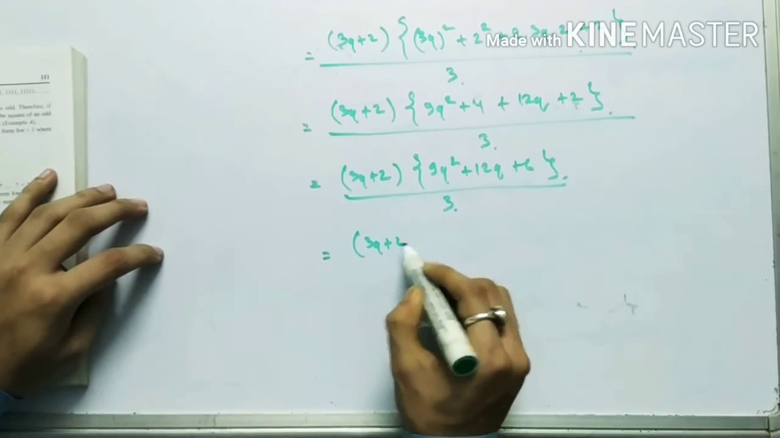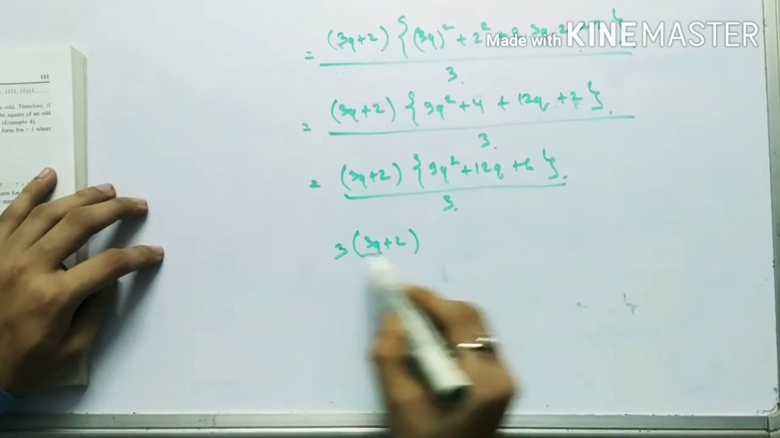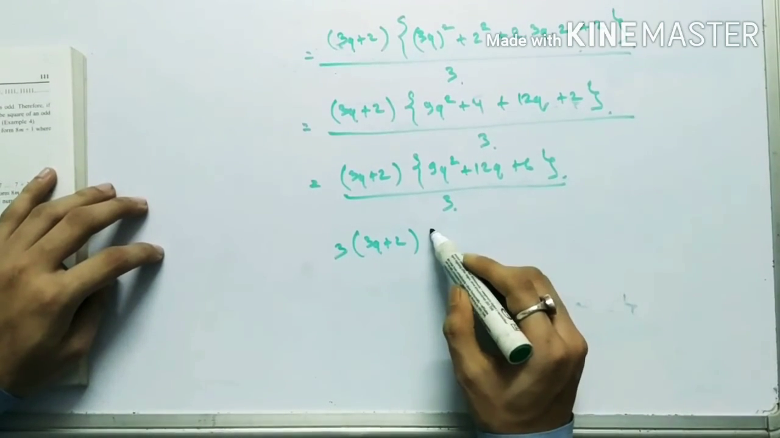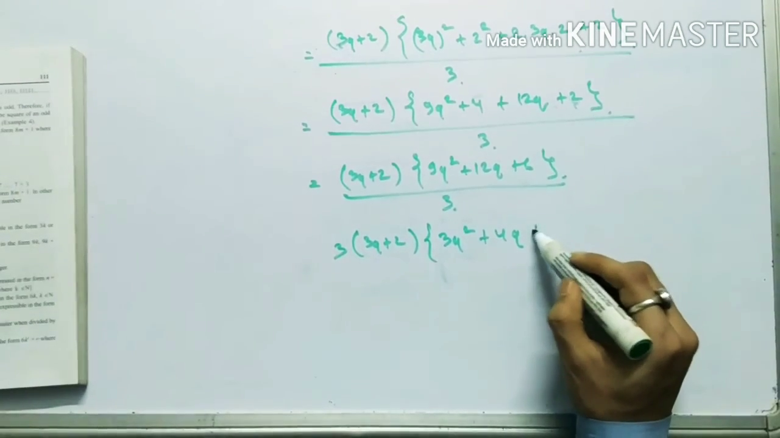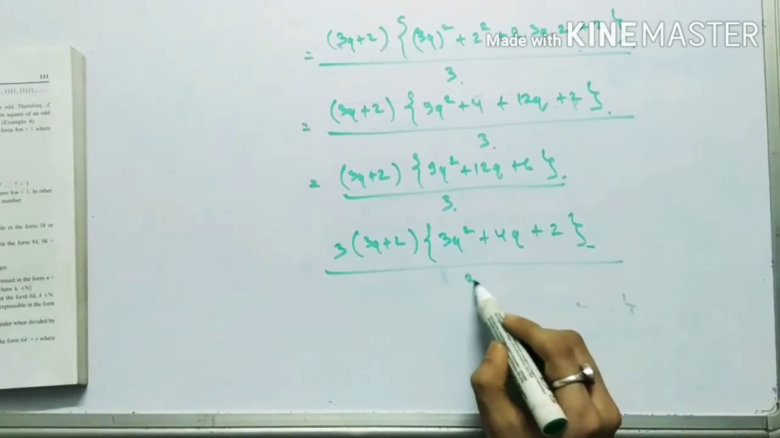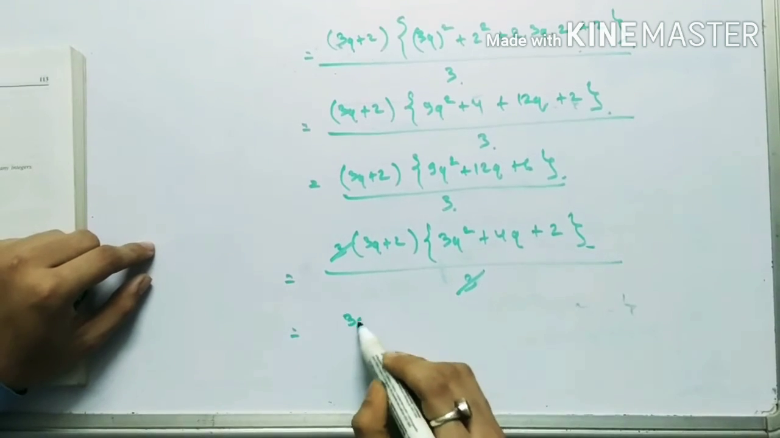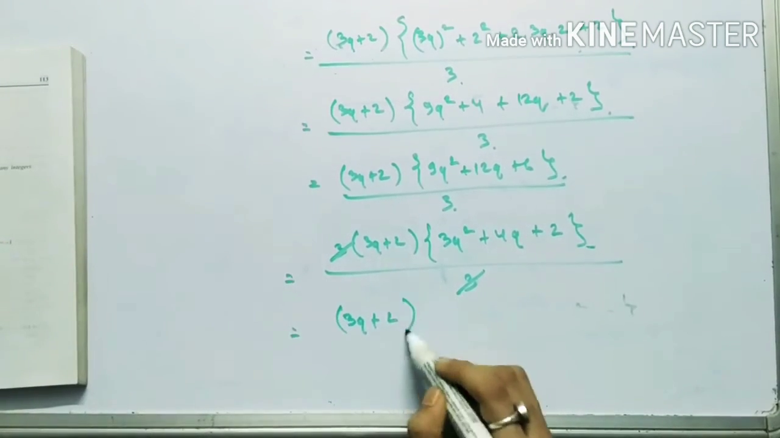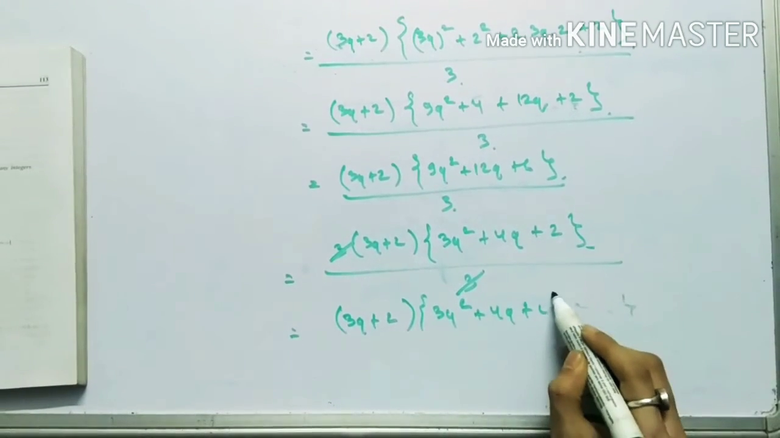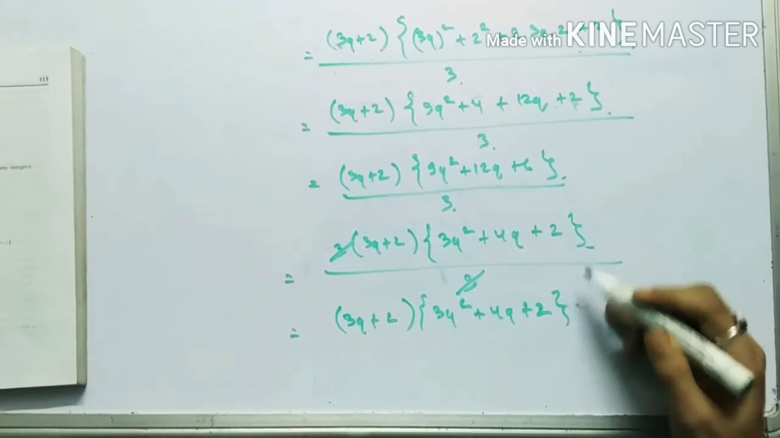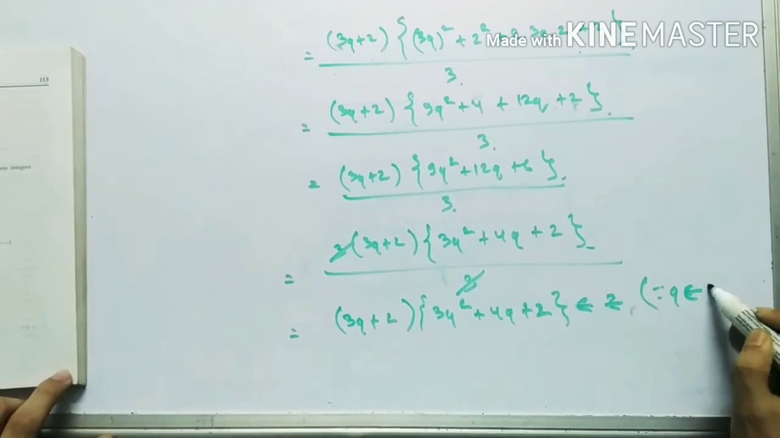So this is equal to 3q plus 2. From here I will take 3 common, so therefore I will get 3q square plus 4q plus 2, by 3. Now 3 cancels, and we get 3q plus 2 into 3q square plus 4q plus 2, and this belongs to Z since q belongs to Z.